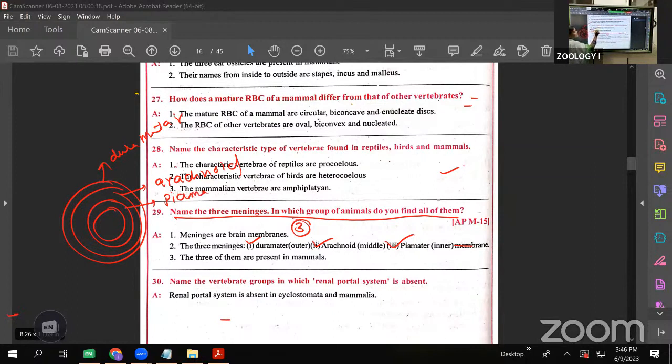The brain covering layers we call the meninges. Meninges are the brain membranes. The outer is the dura mater, the middle is the arachnoid, the inner is the pia mater. All three of them are present in mammals. Mammals have three. The remaining all have two meninges. Fishes have only one meninge, which we call the meninx primitiva. But in mammals, the brain is covered by three meninges.